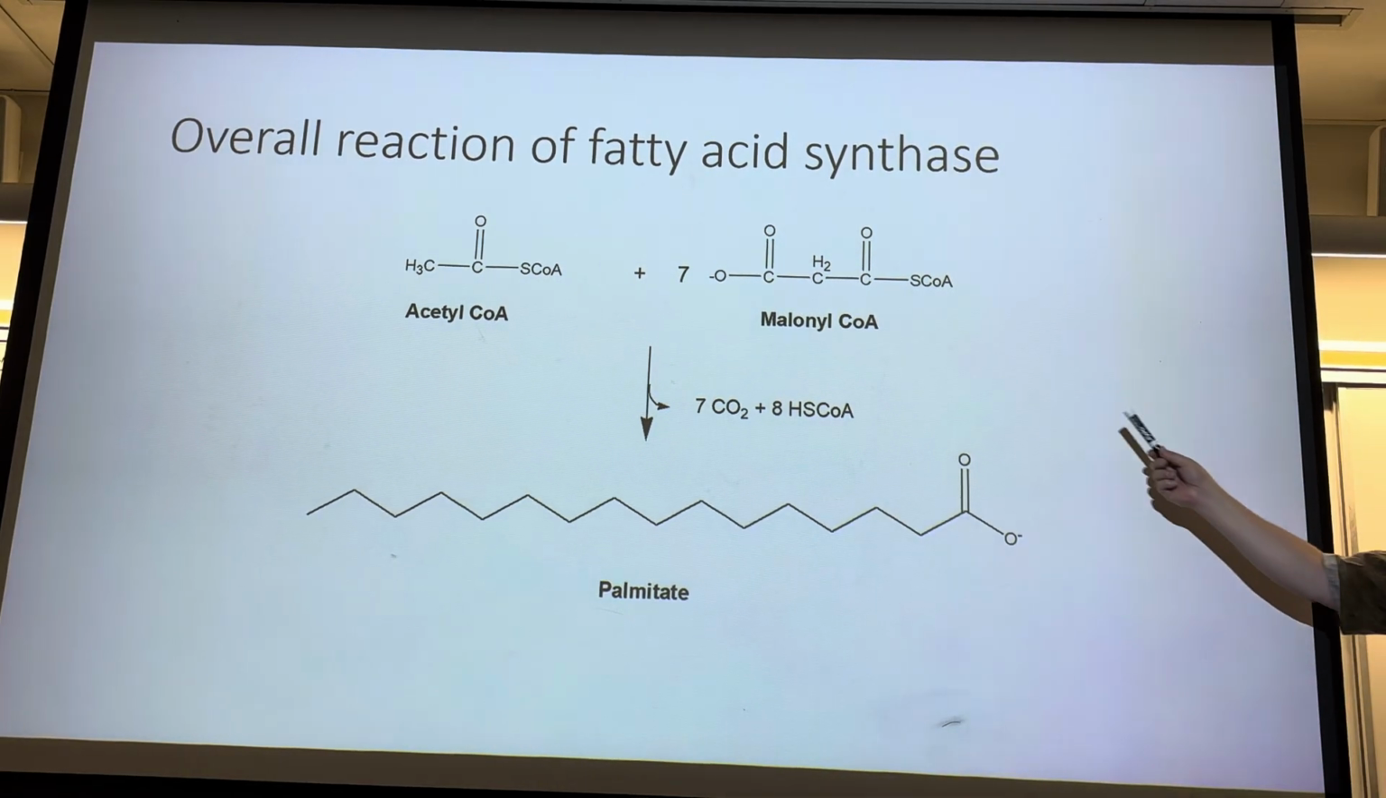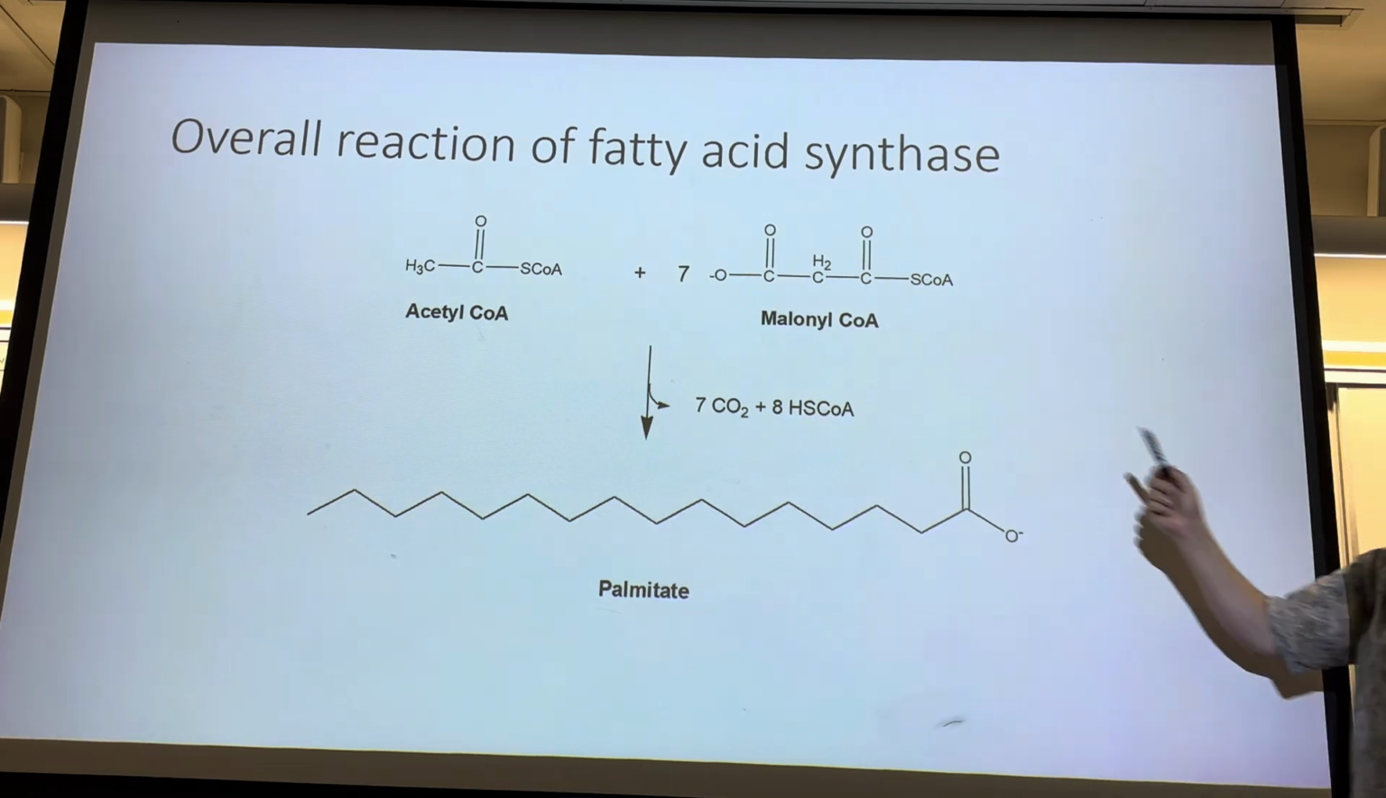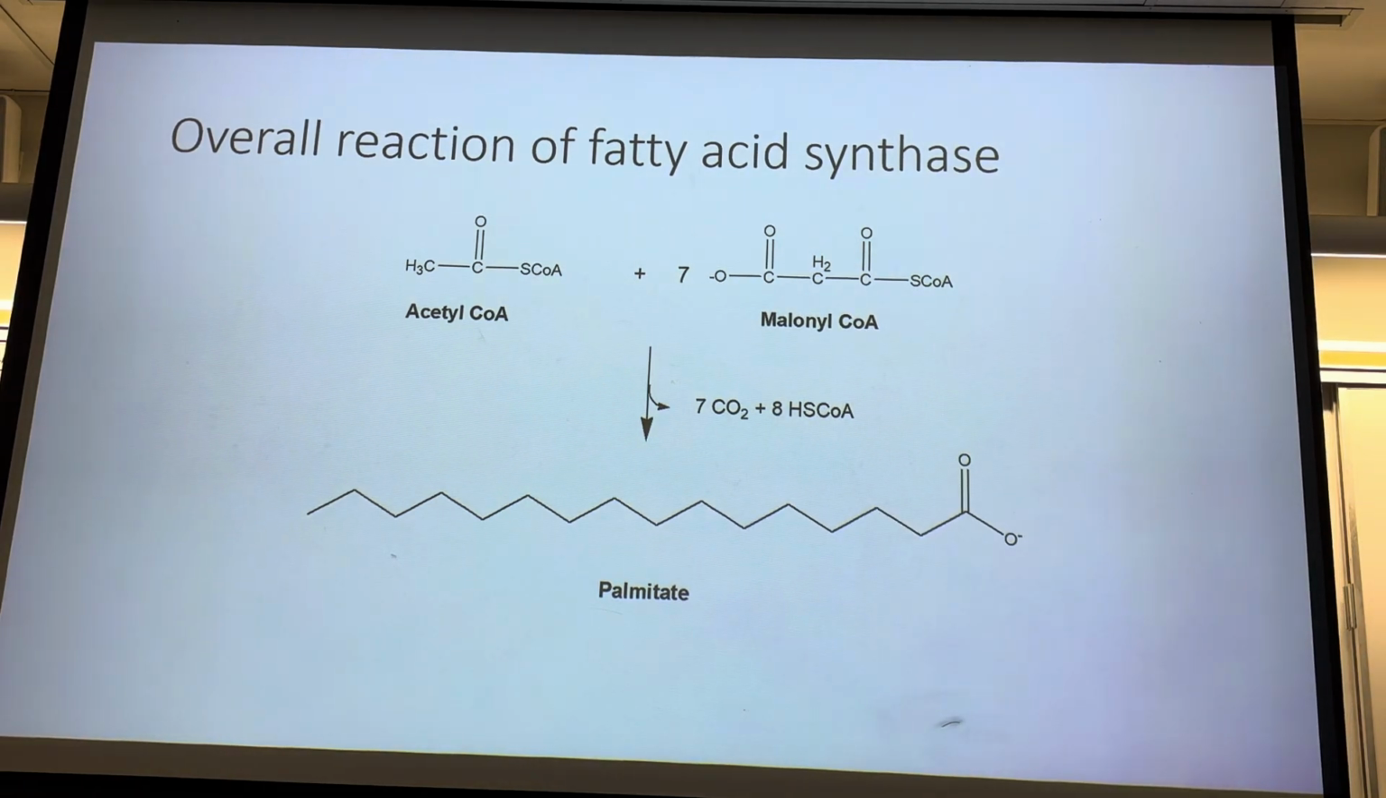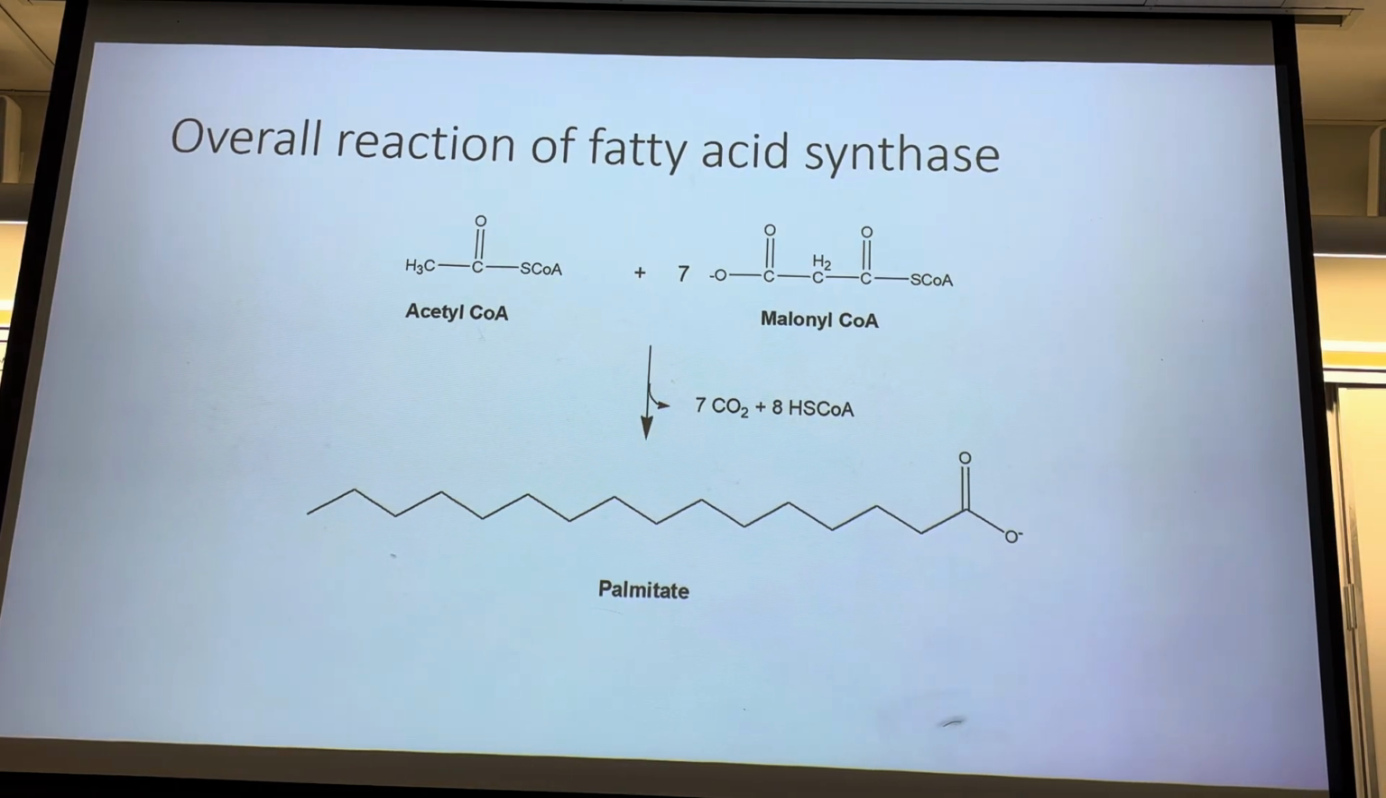We're going to go over these reactions, and part of the reason for wanting to go over that is because you'll see they're related to the same reactions of beta oxidation that we saw yesterday, as well as those reactions of the citric acid cycle that we talked about yesterday.